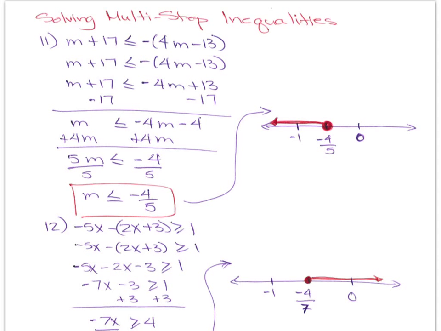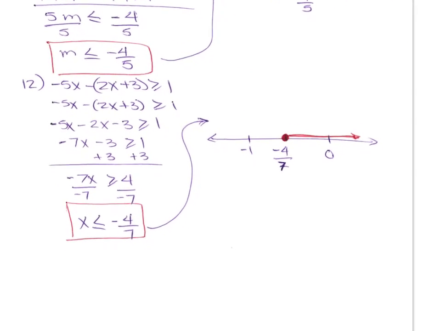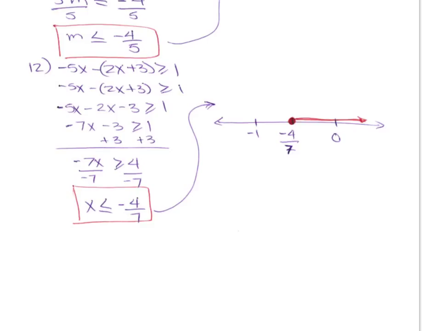Lastly, we'll take a look at problem 12. So problem 12, just still another multi-step equation. This time we have negative 5x minus quantity 2x plus 3 is greater than or equal to 1. Not negative 1, just 1. So from there, we distribute the negative. We're going to end up with negative 5x minus 2x minus 3 is greater than or equal to 1.